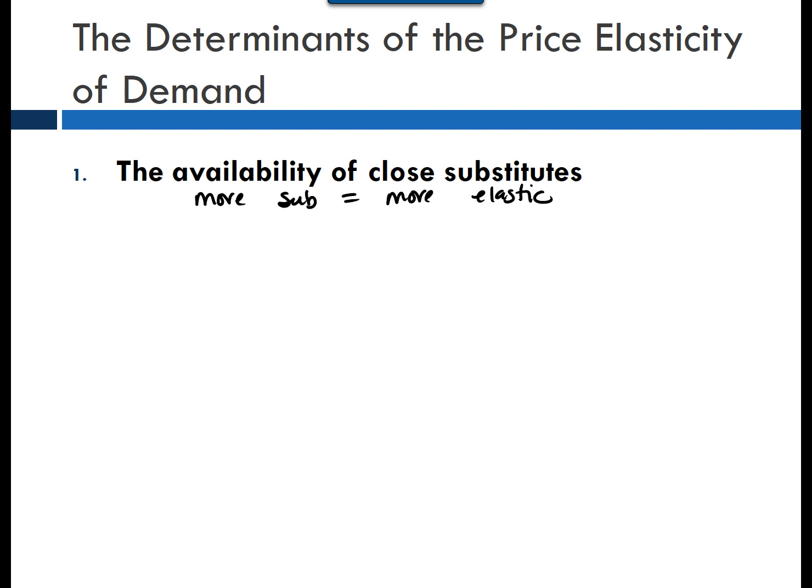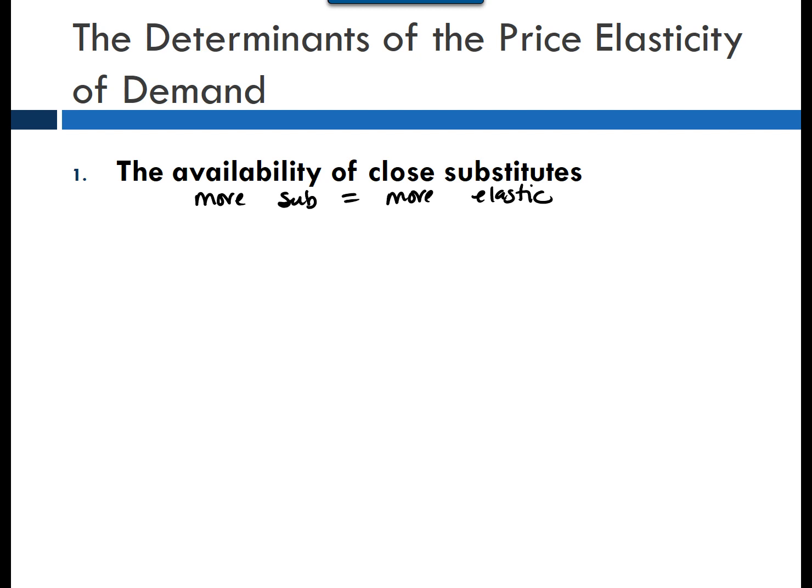And it is not going to be the same for all people. Some people will consider Coke to be an adequate substitute for Pepsi, and some people will not. So the elasticity is not going to be the same for everyone, as people have different ideas on what they consider adequate substitutes.